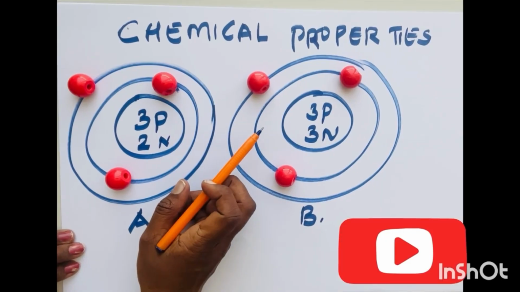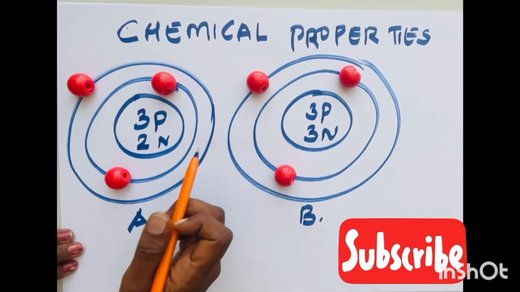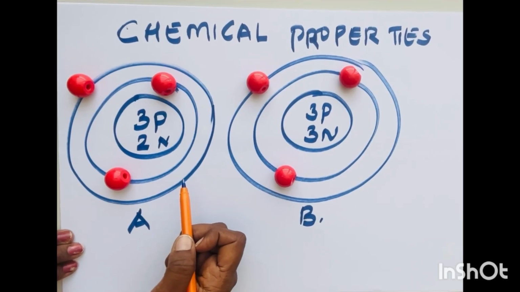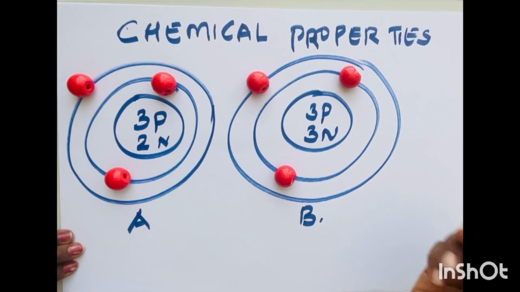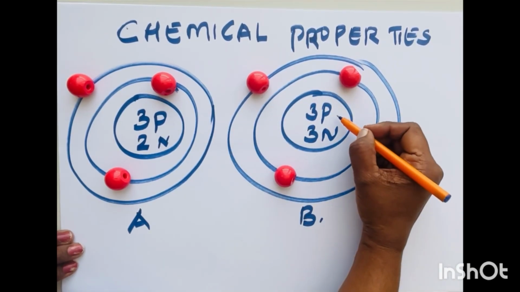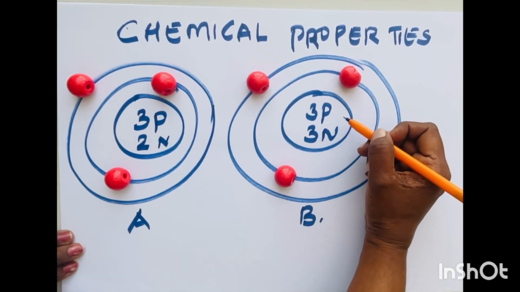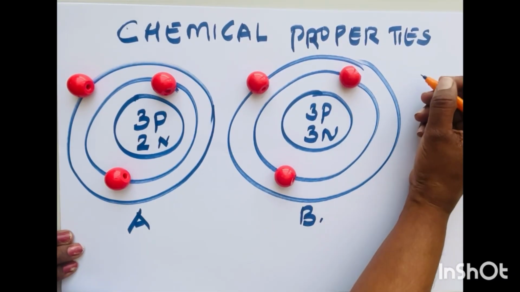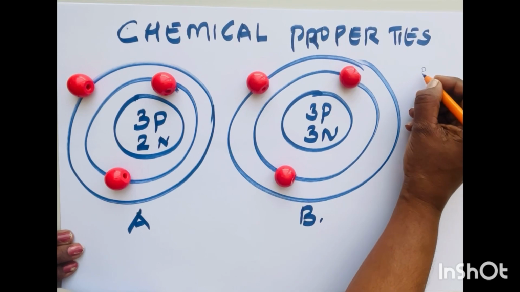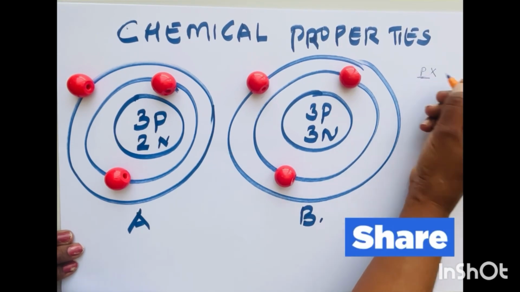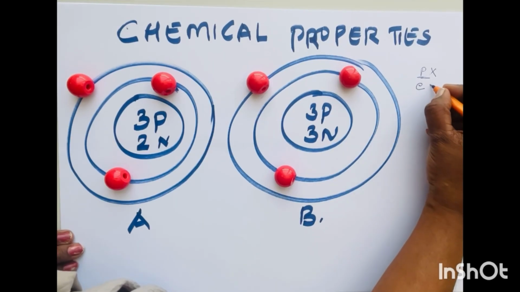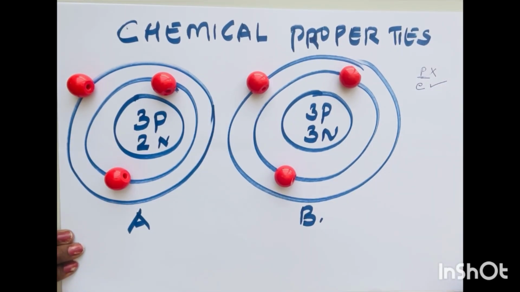Look at the chemical properties of isotopes. The chemical properties of isotopes depend on the outermost electrons of the atom. There is always a confusion for students. They think the chemical properties of isotopes are the same because the number of protons is the same. Not because the number of protons is the same, but because the number of electrons in the isotopes is the same.